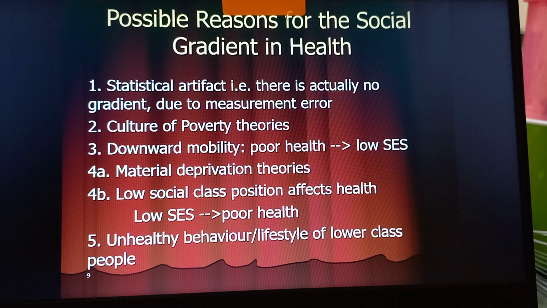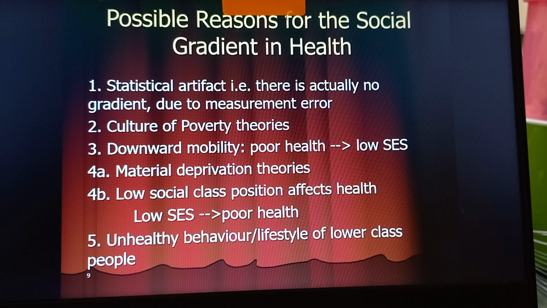Then number 3, there can be downward mobility. For example, a person has poor health and therefore cannot hold a regular job or cannot hold higher paying jobs. So they tend to fall into a lower social class or lower socio-economic status, low SES. So this is poor health resulting in downward mobility.